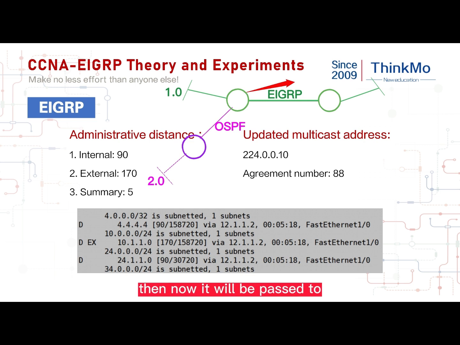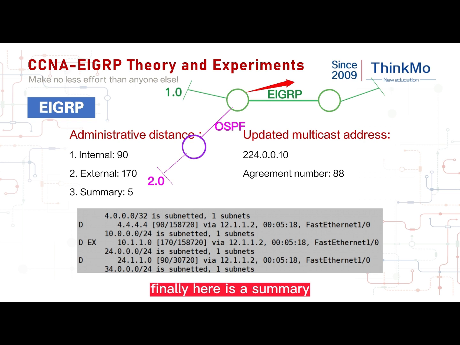Then it will be passed to this EIGRP device. This device will learn the 2.0 network segment from OSPF. For this device, it is also learned through EIGRP, but it is learned via EIGRP redistributed incoming routes. Then this administrative distance is 170.